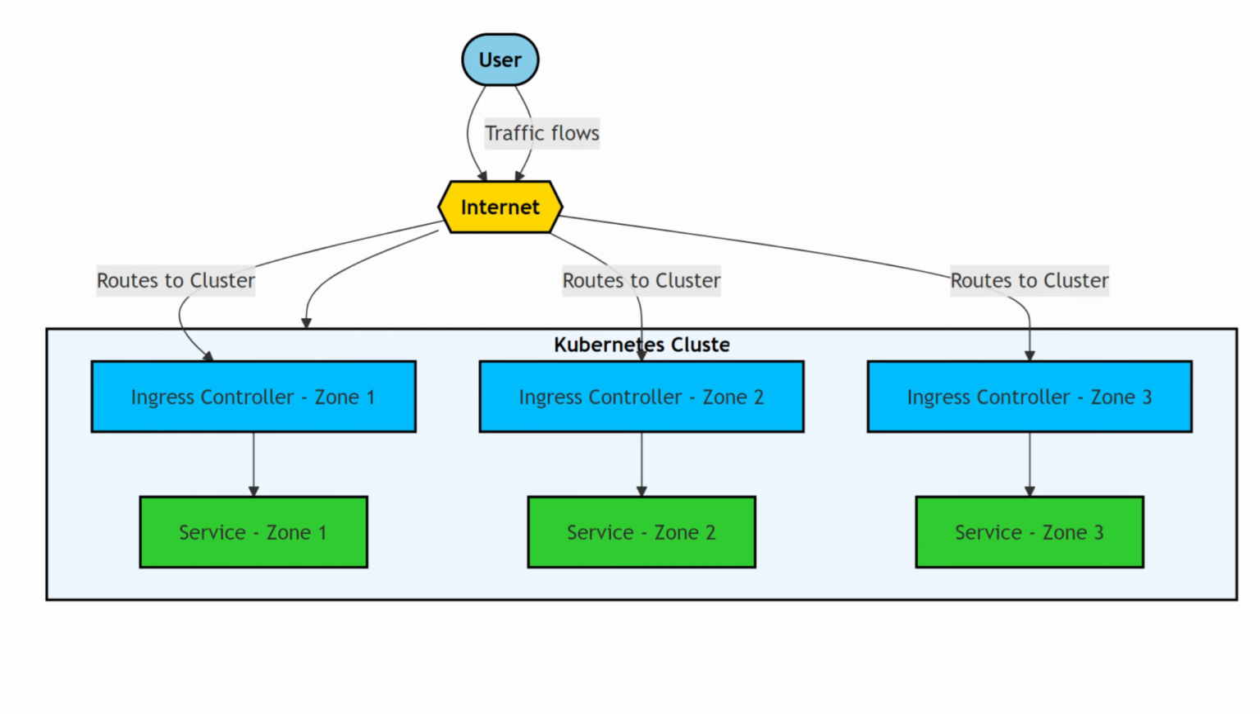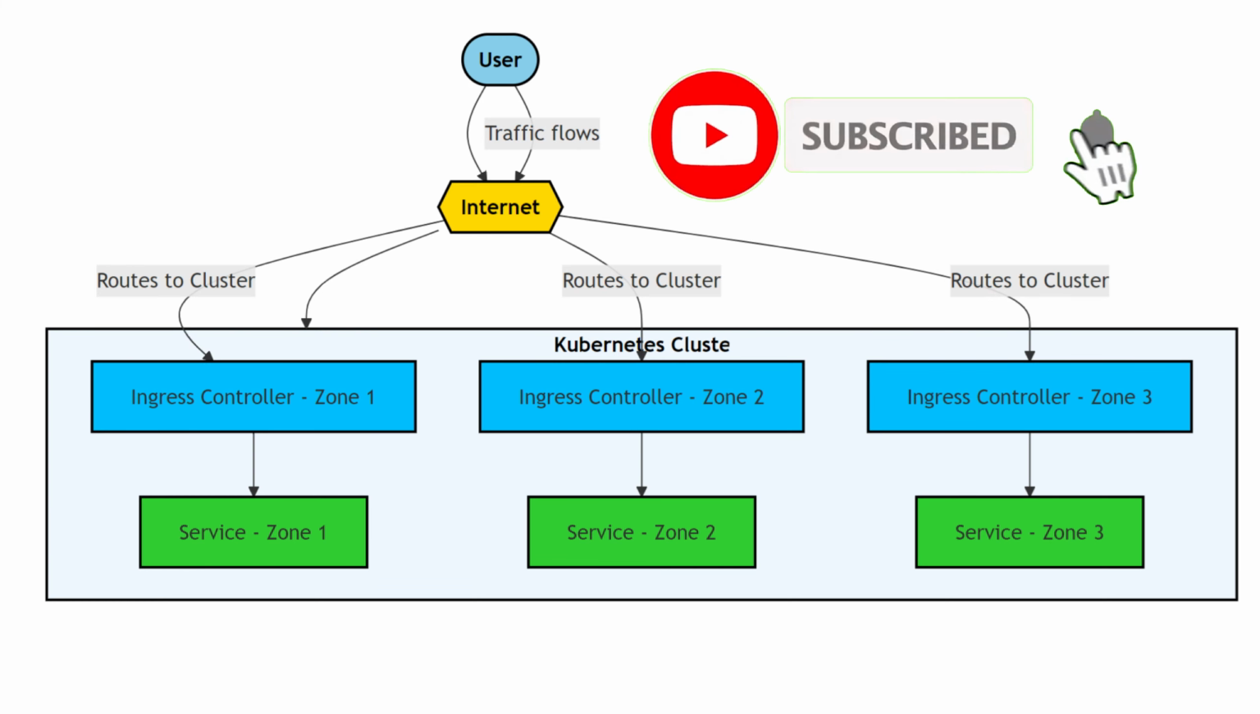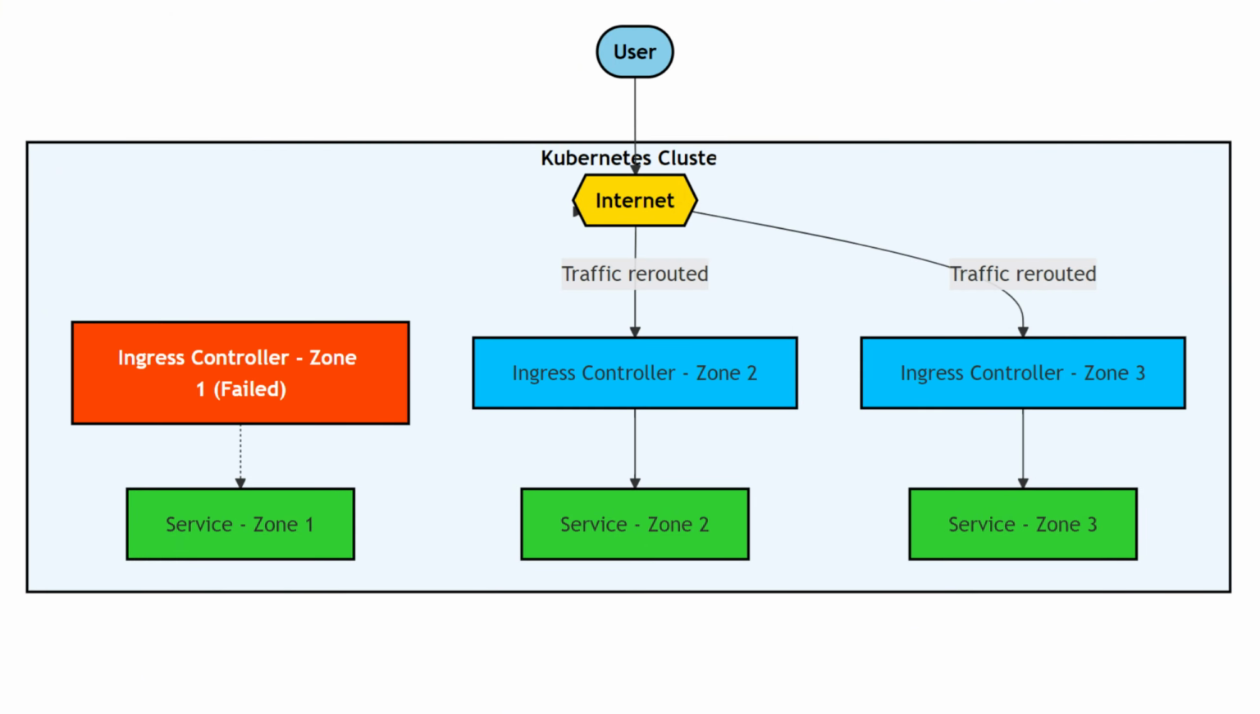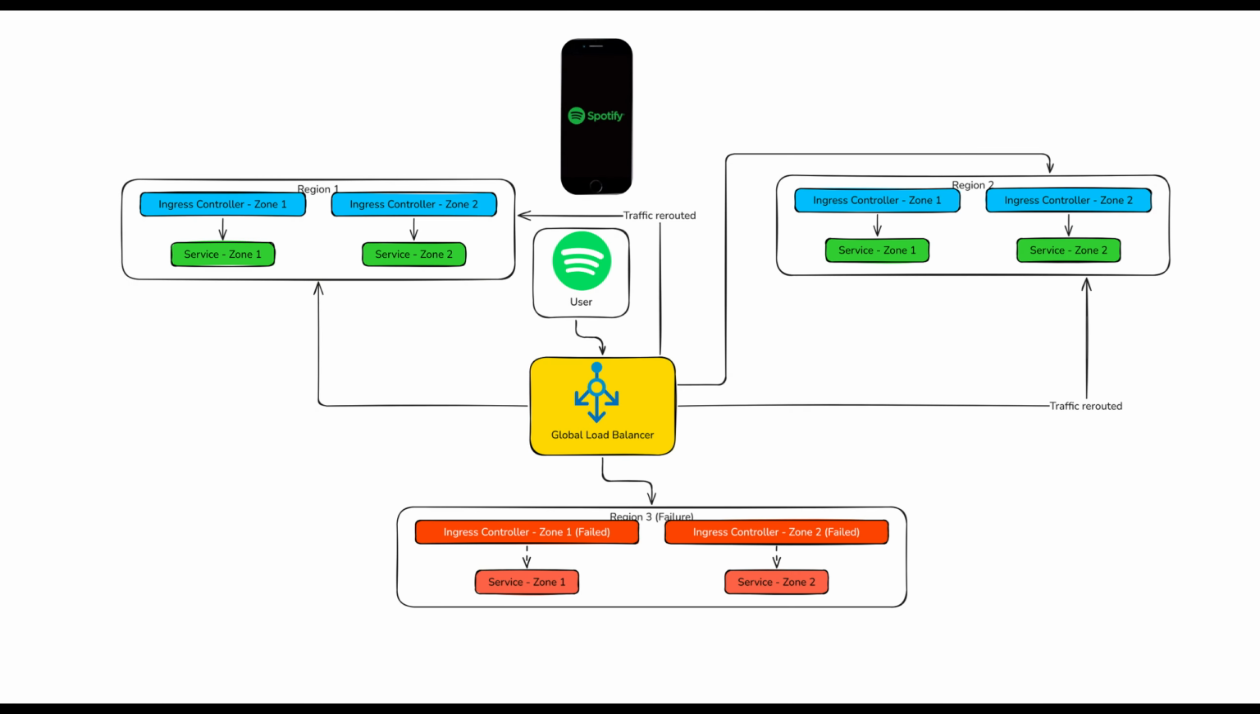We can deploy multiple ingress controllers in different availability zones or regions. The benefit of having multiple ingress controllers is that if one fails, Kubernetes can automatically reroute the traffic to the healthy ones in another zone. In a real world example, Shopify uses Kubernetes with multiple ingress controllers in different regions to ensure that their application remains accessible even if one region or zone experiences a failure.